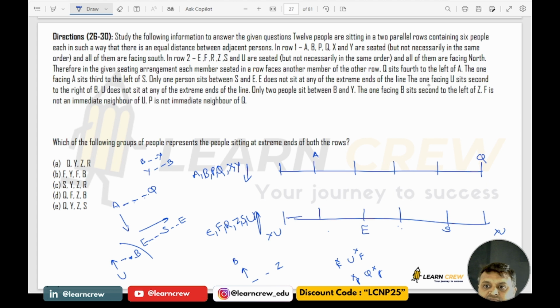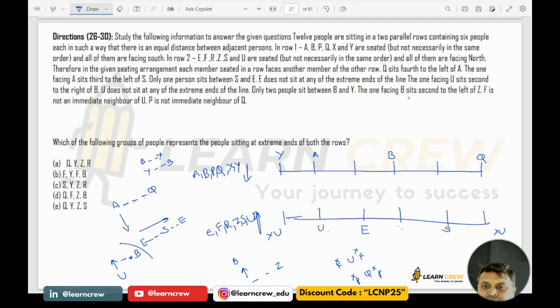Now what is given here? The one facing U is second to the right of B. For example, if U is here, B has to be here. Only two people sit between B and Y. That means this is the only possibility, because this side it is not possible. Now next one, E does not sit at the extremes. It's already over.